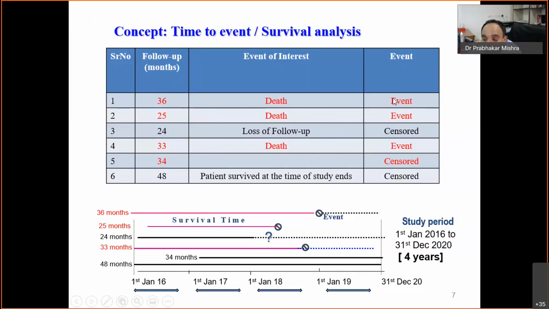So see here, this is survival analysis data. In regression analysis this time is not mandatory for us, but in survival analysis we record this event, and this event is proportional to the follow-up.